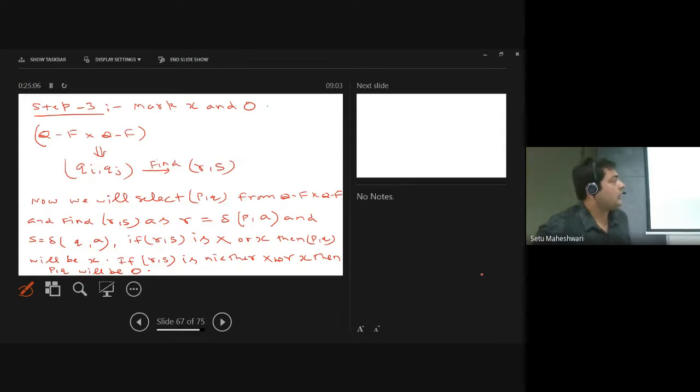The first one is capital X, which is cross. Next one is small x. If it is neither X nor x, then mark it 0.